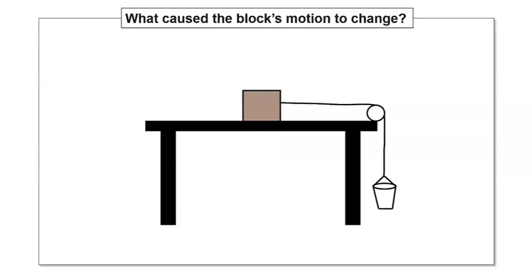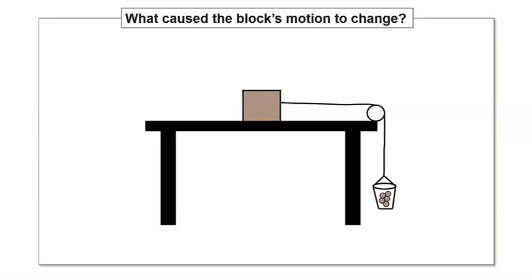I noticed that the block doesn't slide until we put 5 pennies into the cup. The pennies exert a force on the cup. Since the cup is attached to the string, the cup also exerts a force on the string. What is the string attached to? The block. So the string exerts a force on the block, which causes the block to move to the right.